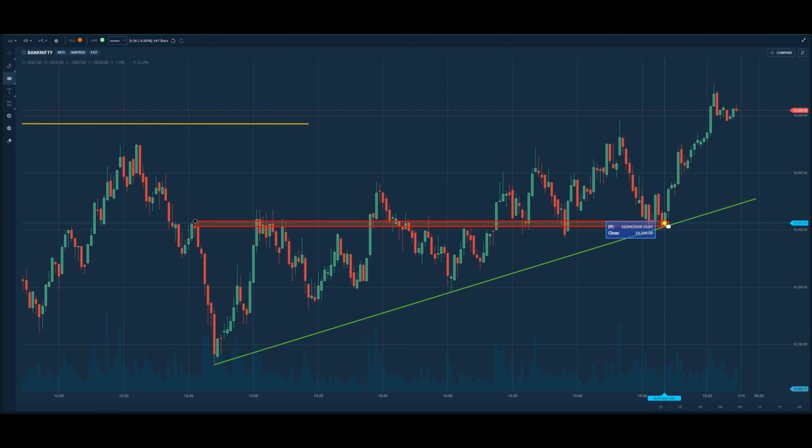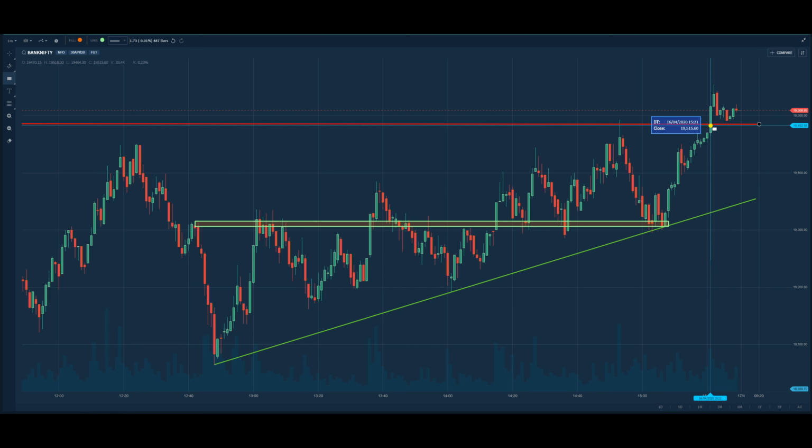But that did not happen. It took this as support in a good manner and it bounced back. So this was my level and I booked my profit here. Since I am doing it in Upstox, 3 o'clock is the closing time for the intraday trade for squaring off. So what I did is, once the price reached this level, I booked my profit. So that was the summary of my trading which I took today in Bank Nifty.